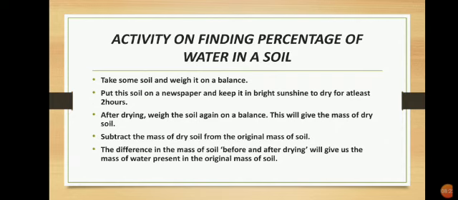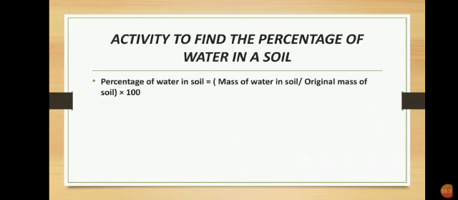Now you have found the mass of the water. How do we find the percentage? What is the percentage of water present in the soil? In order to calculate it, you have to apply this formula: mass of water in soil divided by original mass of the soil, multiplied by 100.